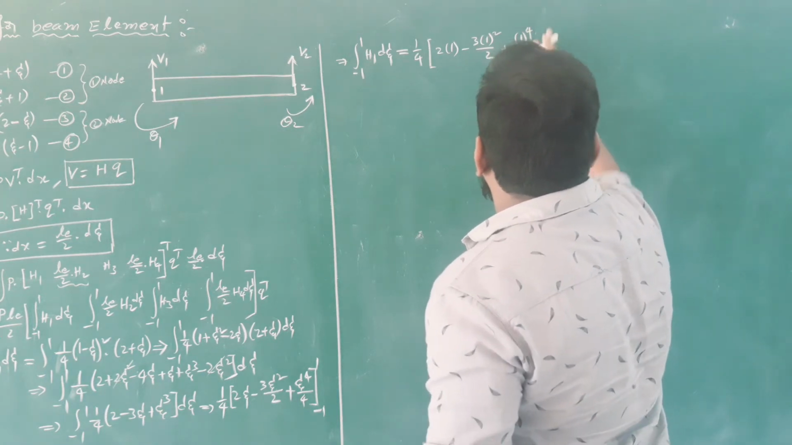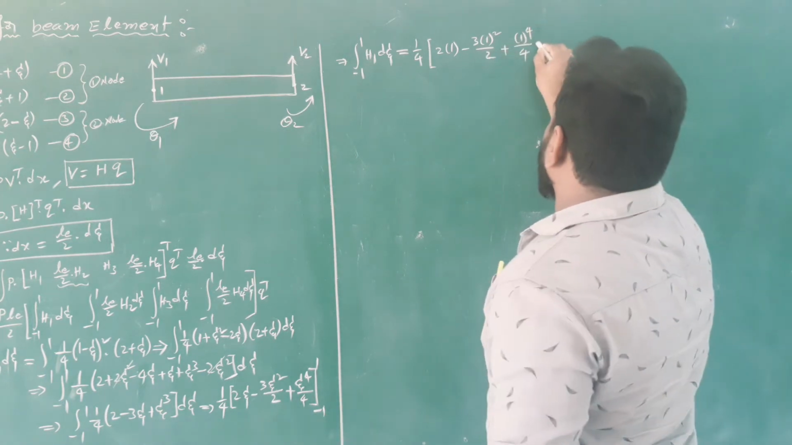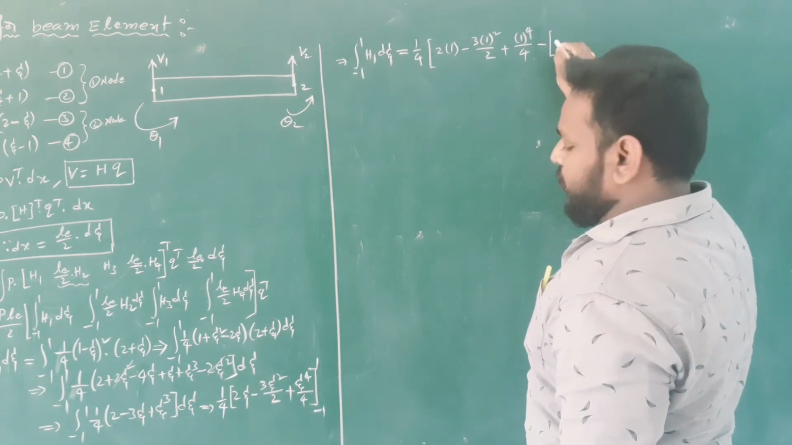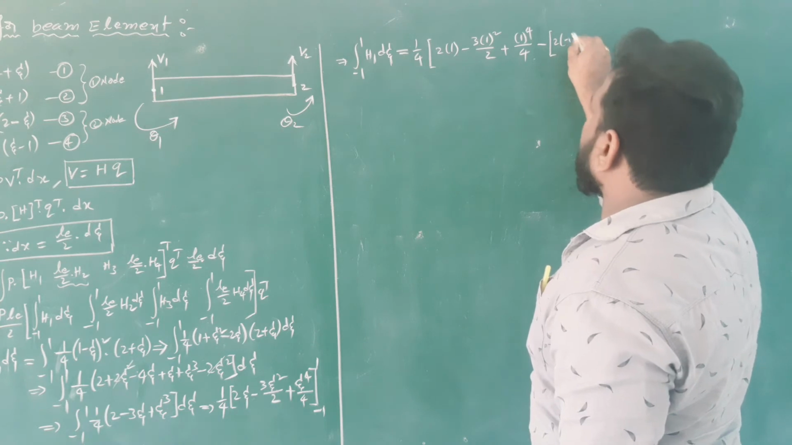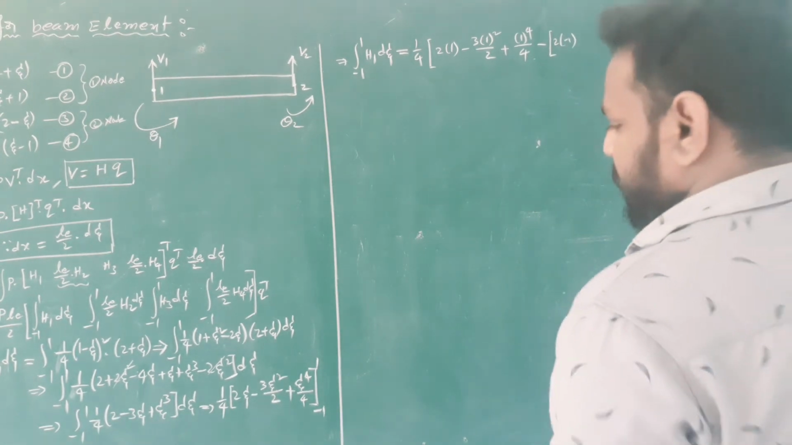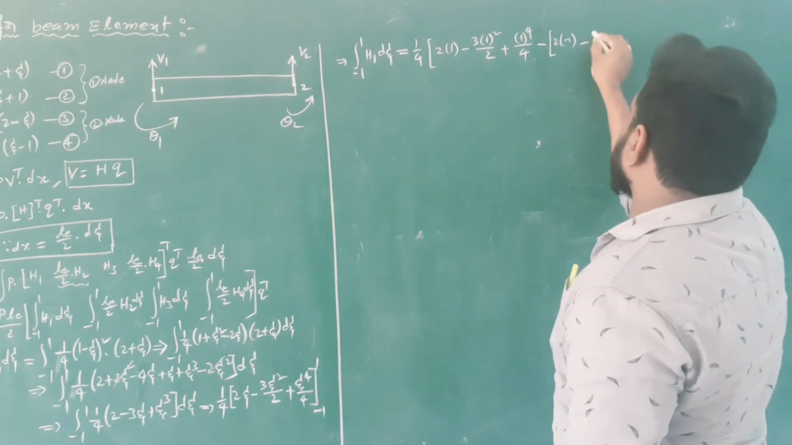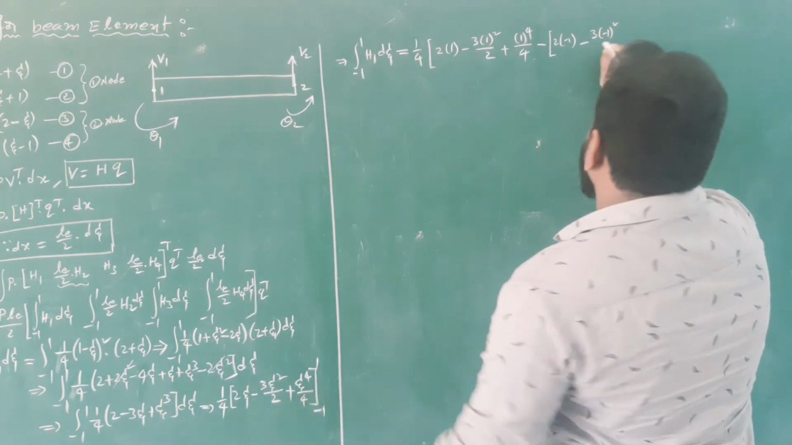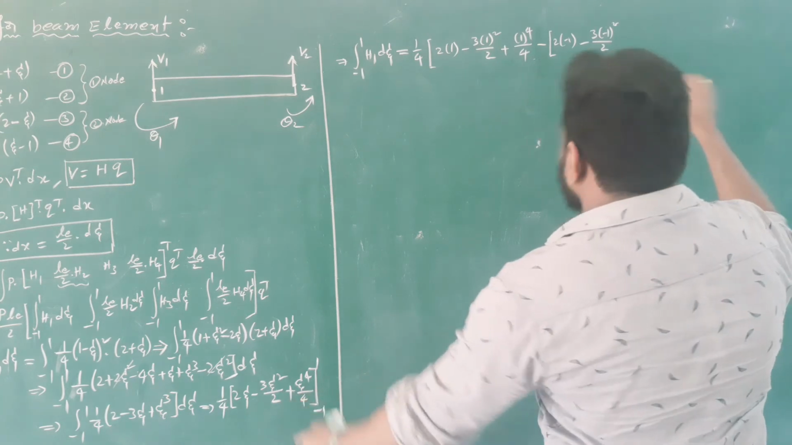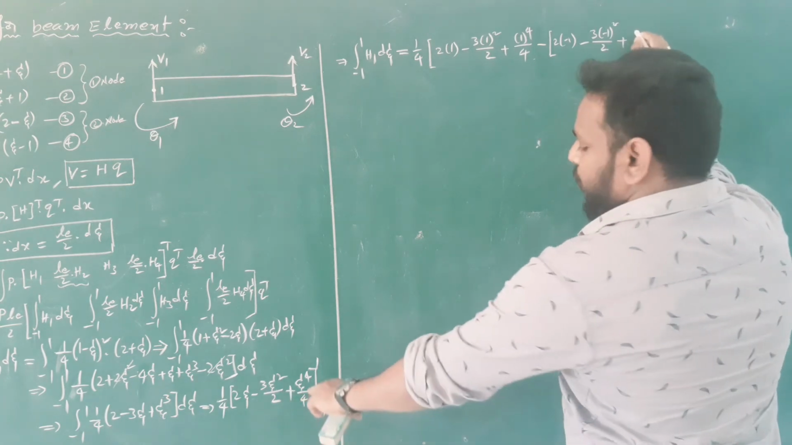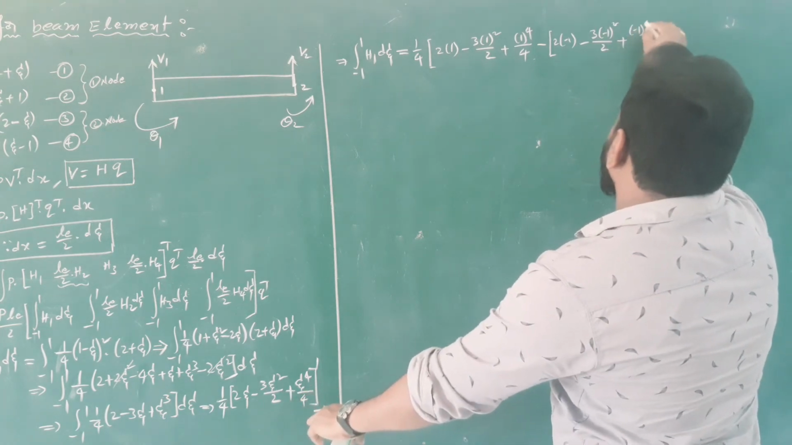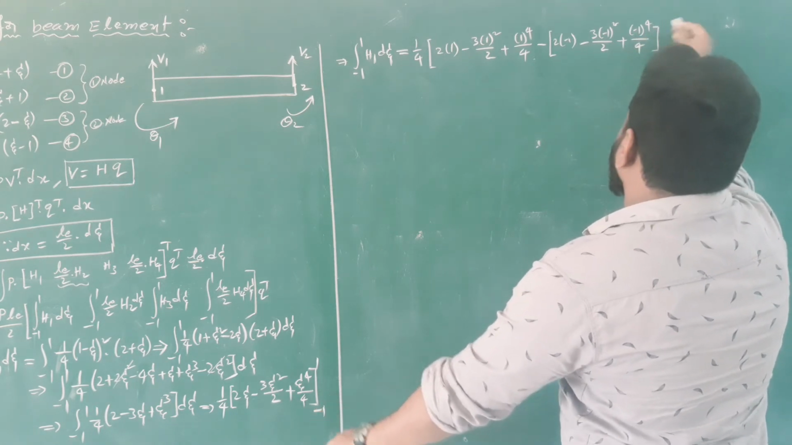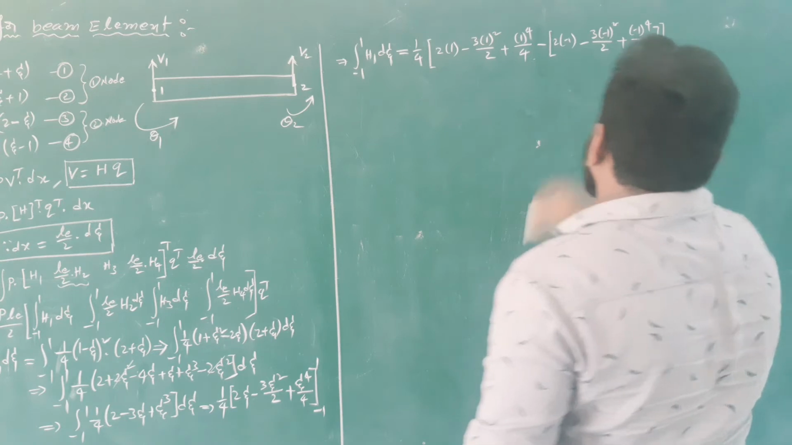Okay, and applied upper limit minus lower limit, that is 2 into minus 1. Okay, 2 into minus 1 minus 3 into minus 1 whole square by 2 plus 3j power 4, that is minus 1 power 4 by 4. Okay, I got this equation finally.